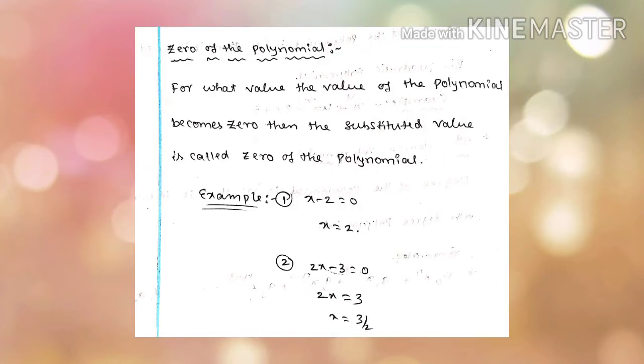For what value the value of polynomial becomes 0, then the substituted value is called the zero of the polynomial. Here x minus 2 is equal to 0, transposing to the opposite side, the value of x is equal to 2. So 2 is the zero of the polynomial.